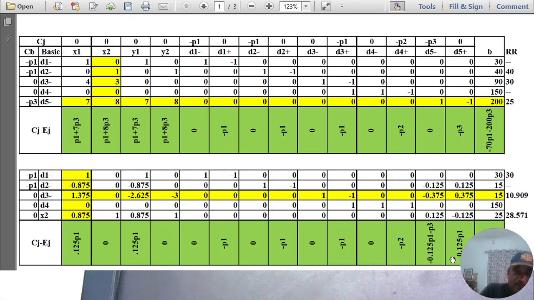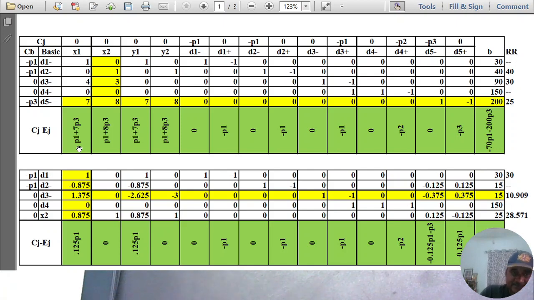Now the condition which is very important for choosing the entering variable is that first of all, P1's coefficient should be checked if it exists anywhere, and if it is negative then that will not be the entering variable, right?